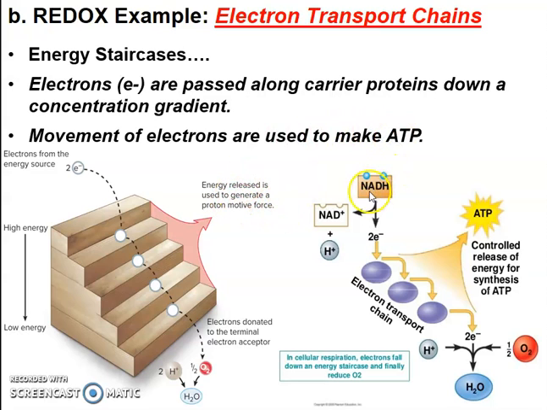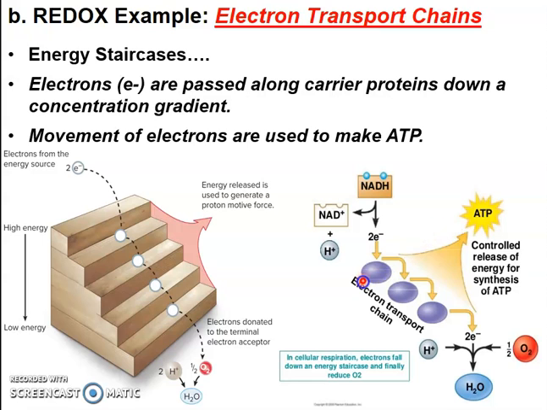ATP. So this molecule here, NADH, carrying 2 electrons, can become oxidized. It loses its electrons. As those electrons move down several proteins, which by analogy would be a staircase, that electron movement is used to create a hydrogen ion gradient that is used to make ATP. And then you can use that ATP to do anything that you need in the cell.